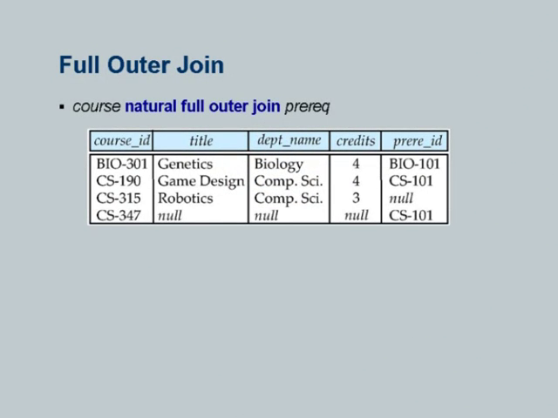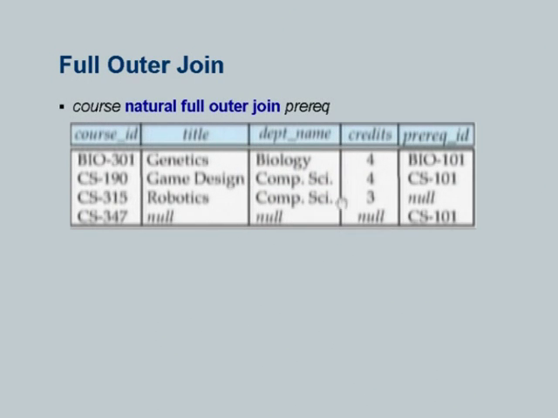Okay, so those were the two basic left and right outer joins. There is also a full outer join, which is basically the combination of left and right outer join. So what it does is it does an inner join, then any rows from the left which are not matched by any rows from the right, all those left rows are output padded with nulls. Similarly, any rows from the right input which did not match rows from the left input are output padded with null. So we will get both CS315 with prereq ID null and CS347 with title, department name, credits set to null. So those were examples.